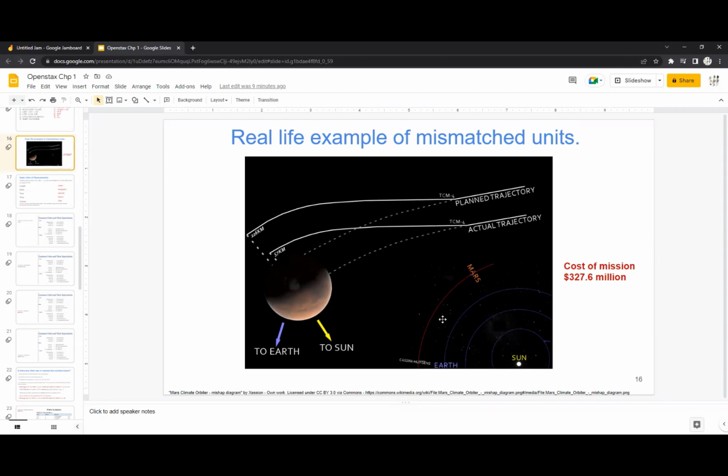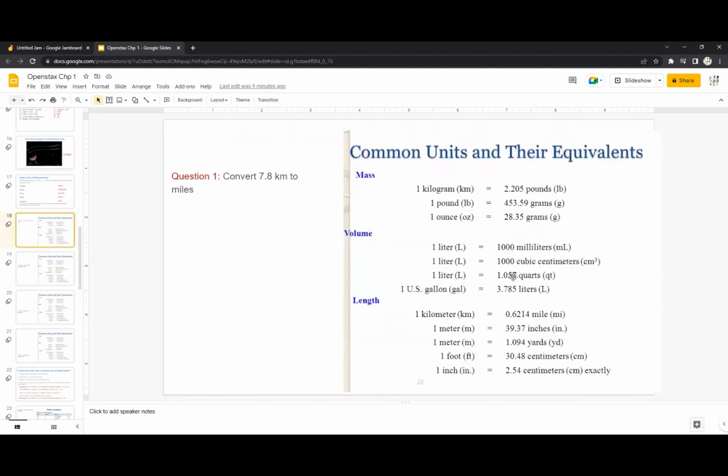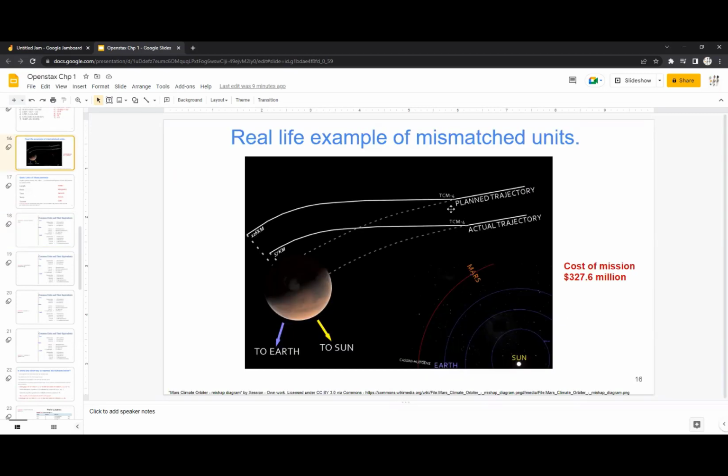NASA then spent a few years having a report created on what happened. Why did this crash? What it found was that the reason was mismatched units. One part of NASA was in the UK, and they were using grams. Here's kilogram. They were using grams, whereas the part in the US was using pounds. Because of that, in the calculation, there was a difference in the distance, and because of it, it crashed.